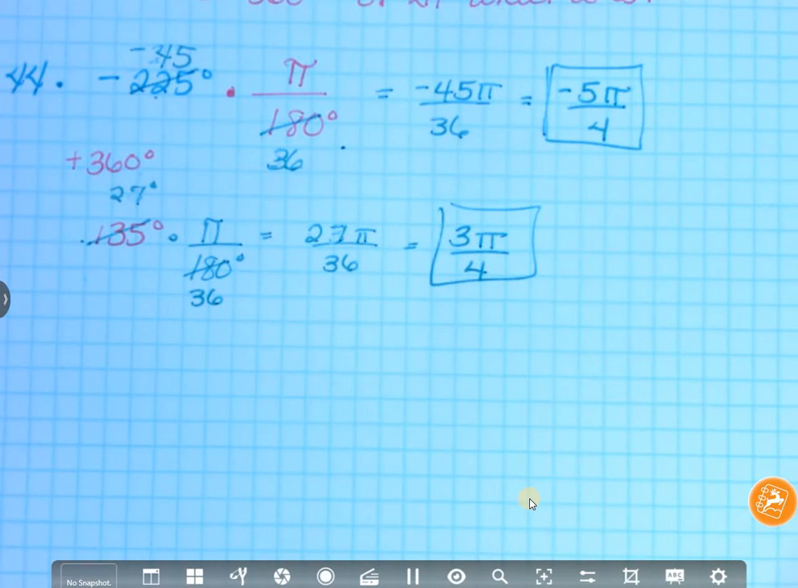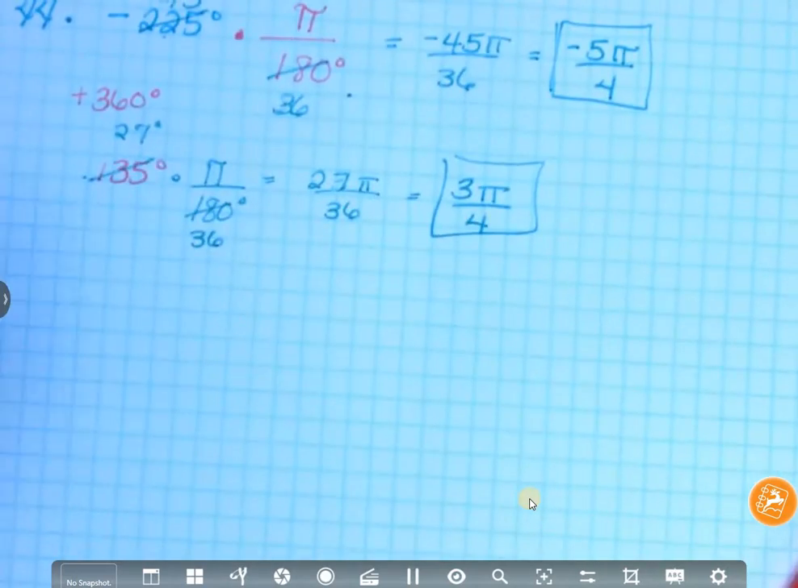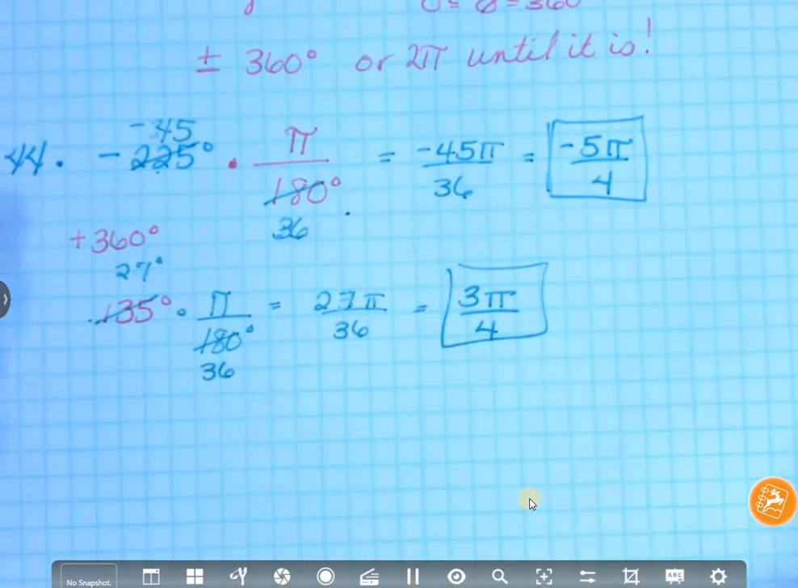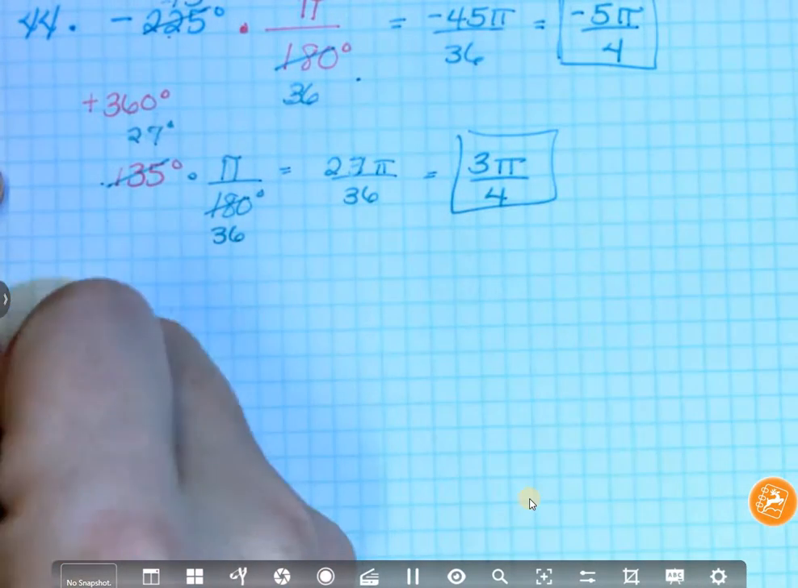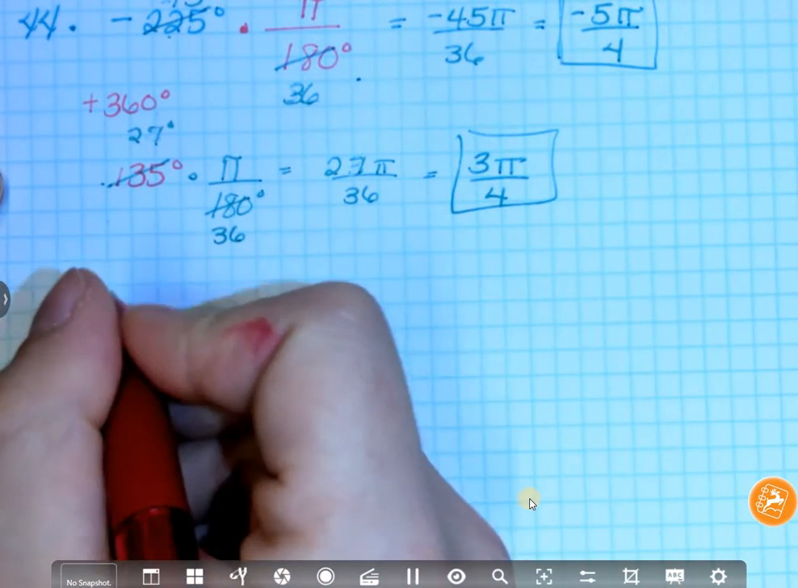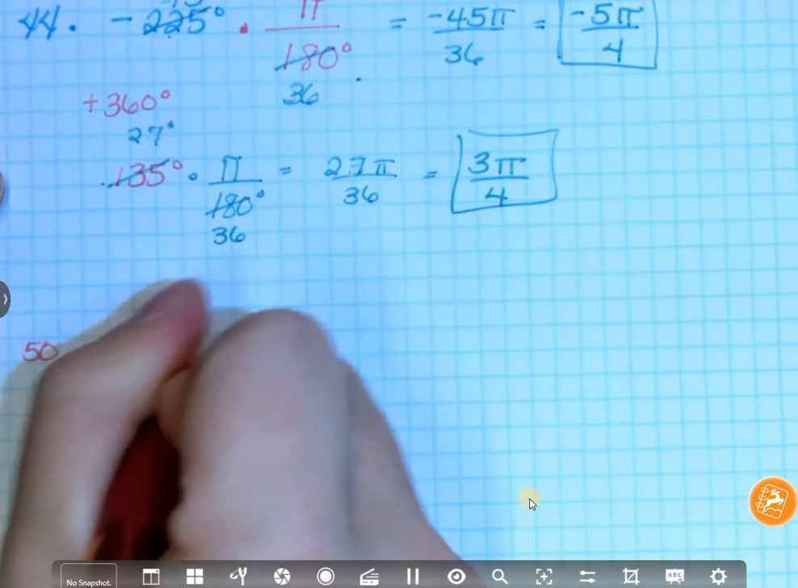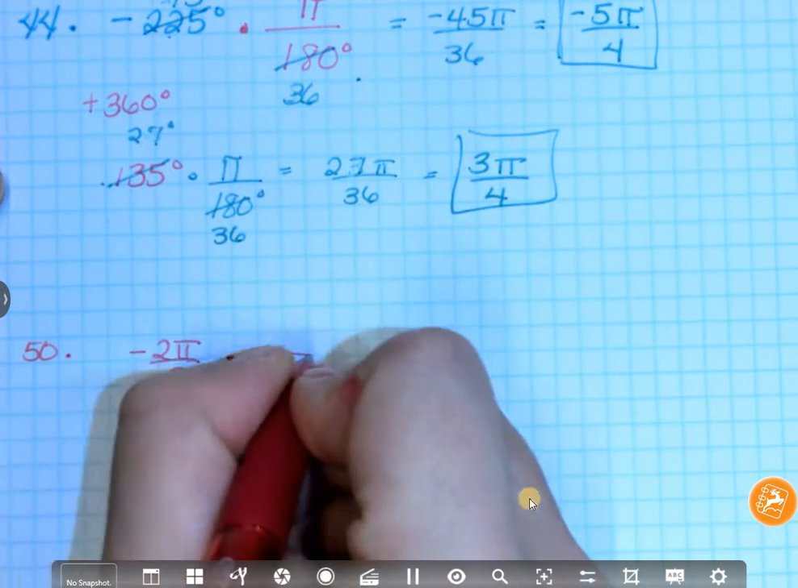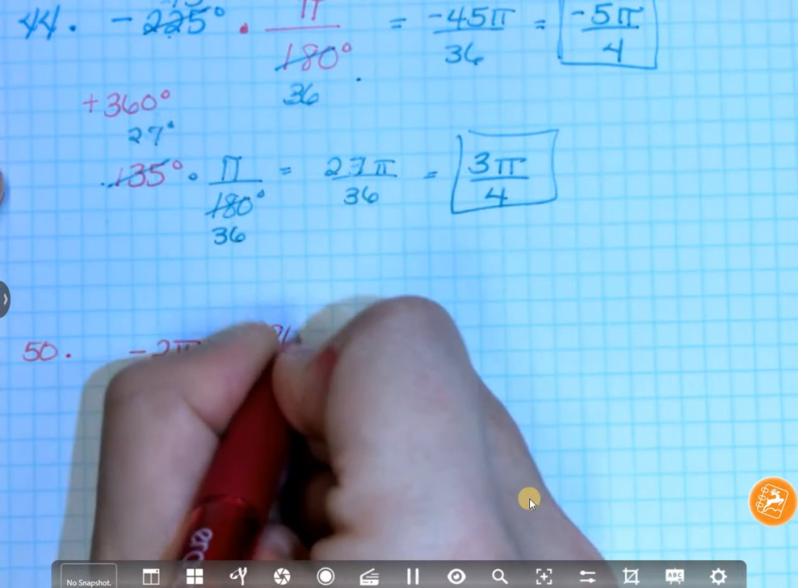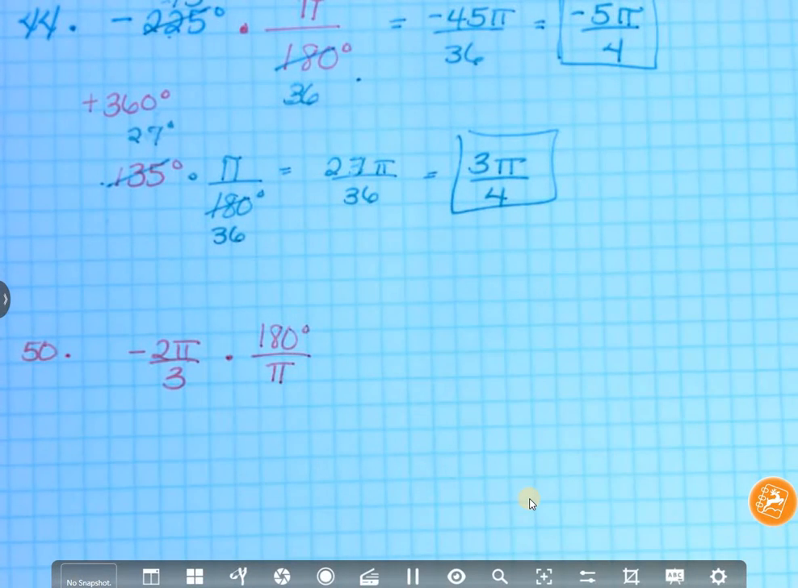Okay, other questions on 367? Yes. 50 is similar. 50 says negative 2 pi over 3. We're converting radians to degrees. I want the pi to go away, so it goes on the bottom. The 180 goes on the top. I'm not even worrying about the negative. I'm not letting it bother me.